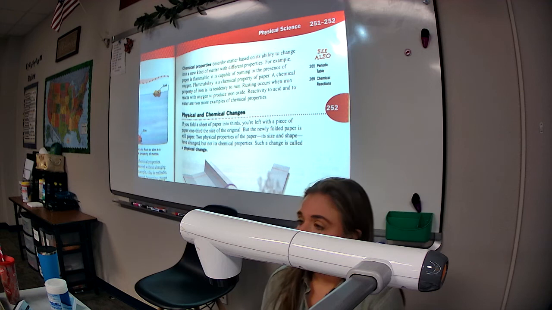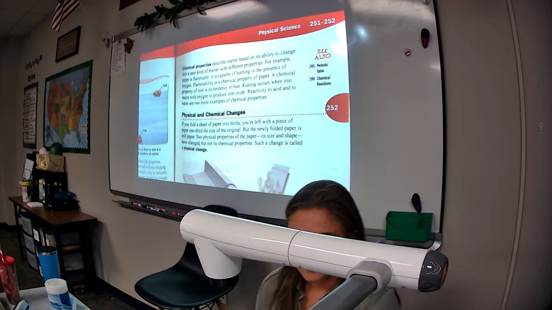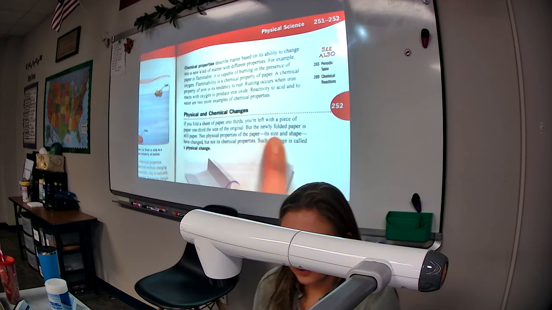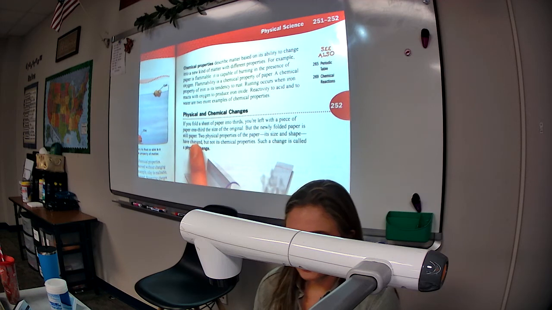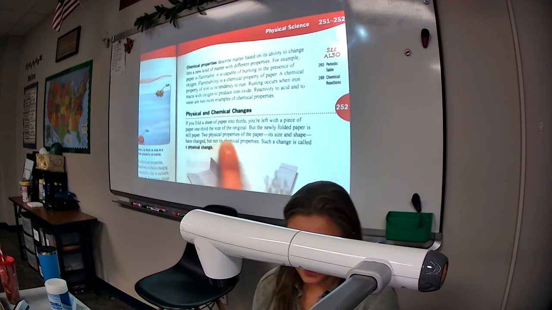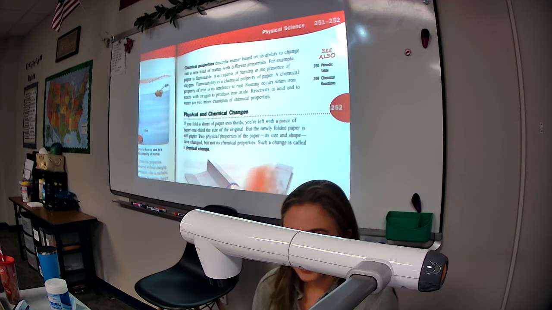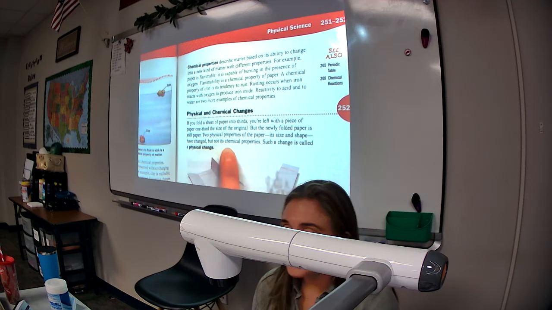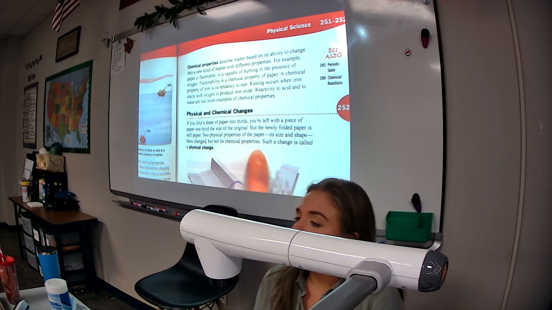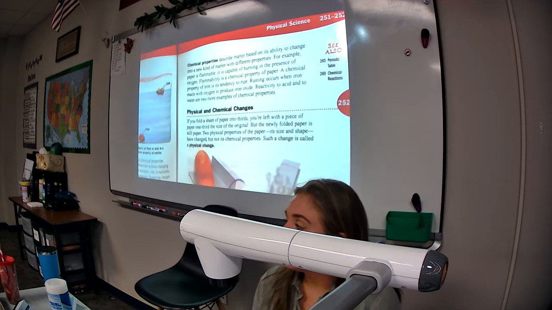Good. Physical and chemical changes. If you fold a sheet of paper into thirds, you're left with a piece of paper one-third the size of the original. But the newly folded paper is still paper. Two physical properties of the paper, its size and shape, have changed, but not its chemical properties. Such a change is called a physical change.